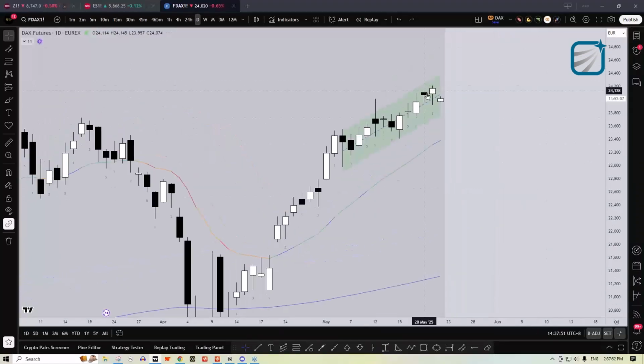I think it's good to have a bit of daily context. So if we get some big moves at some big prices, we can kind of line it back to price action.